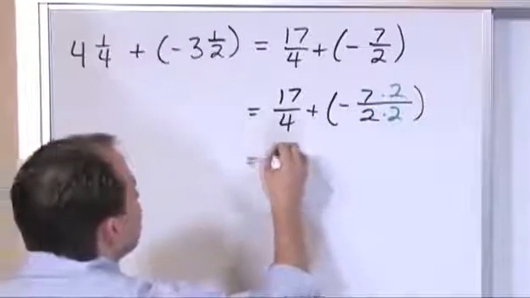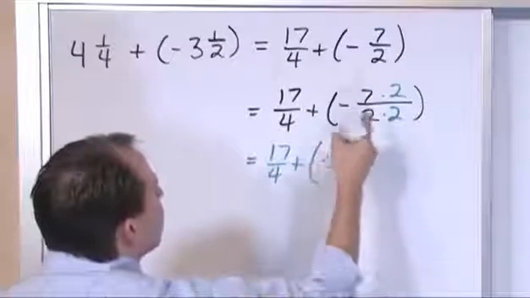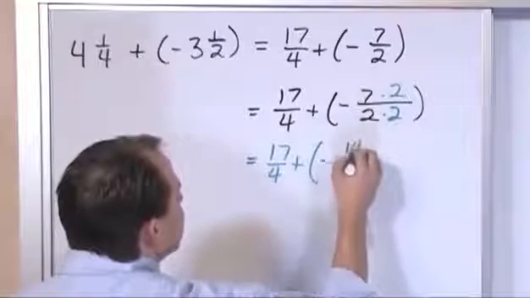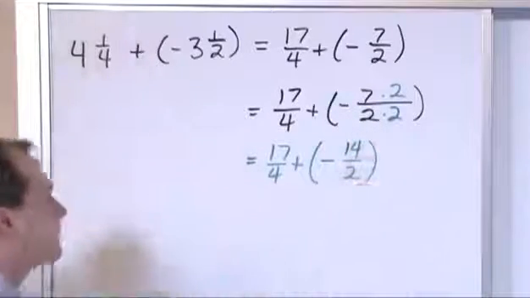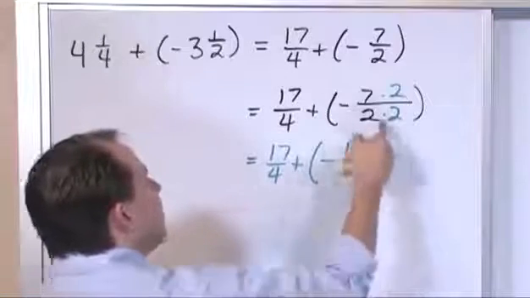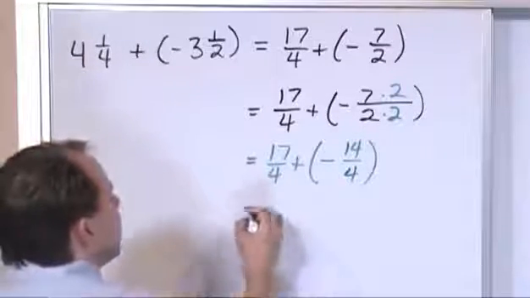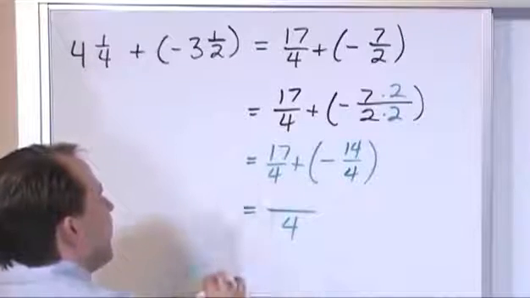So I'll have 17 over 4 plus 7 times 2 is 14 over 2. Like that, actually over 4, because 2 times 2 is 4. This guy goes into there. 2 times 2 is 4. So the denominator is 4, and that's going to stay in my final answer.